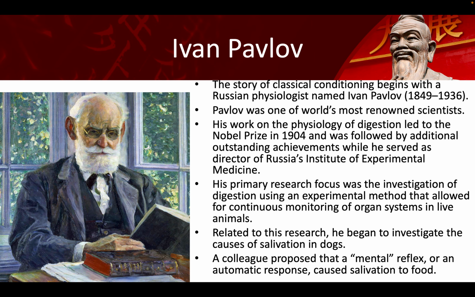The story of classical conditioning begins with a Russian physiologist named Ivan Pavlov, who lived until 1936, interestingly. But in 1904, he won the Nobel Prize for medicine. Pavlov was one of the world's most renowned scientists. His work on the physiology of digestion led to the Nobel Prize in 1904, and it was followed by additional outstanding achievements while he served as director of Russia's Institute of Experimental Medicine. And of course, this was before the Soviet Union, which happened in 1917. His primary research focus was the investigation of digestion using an experimental method that allowed for continuous monitoring of organ systems in live animals.